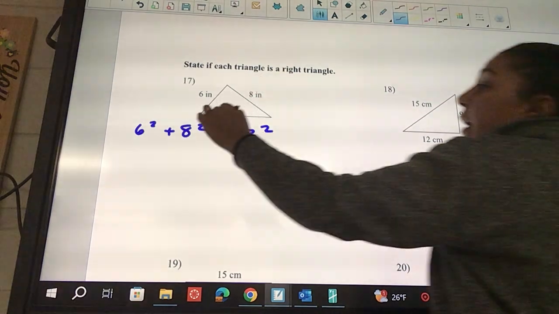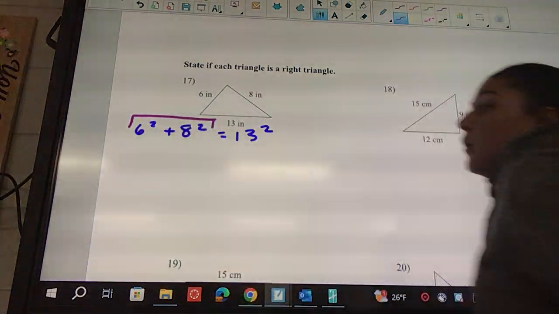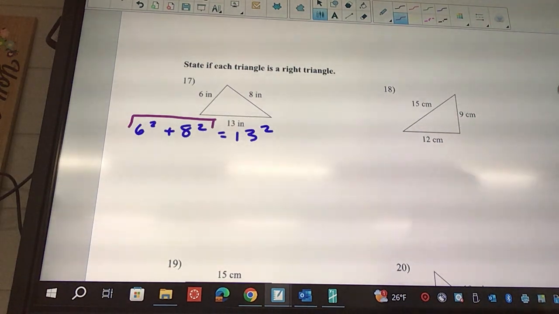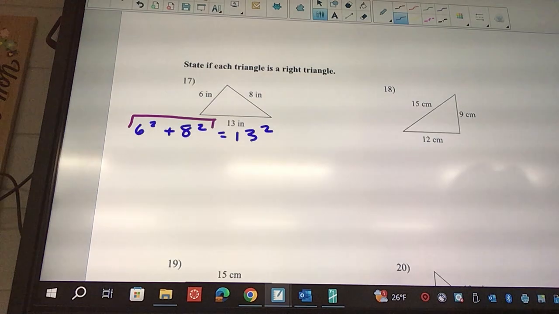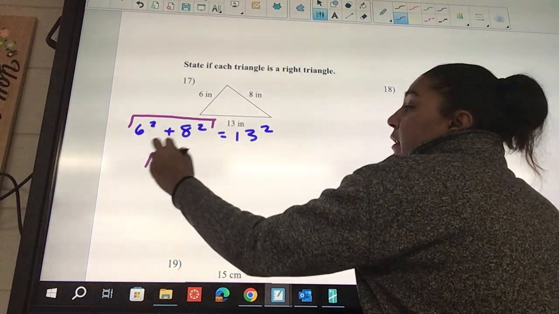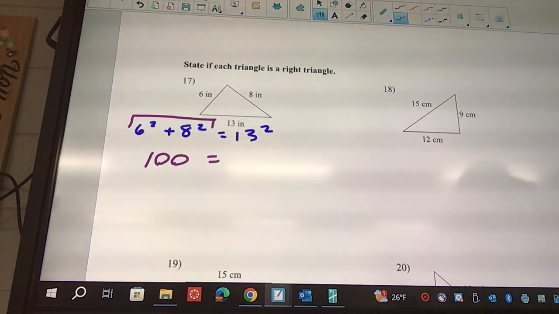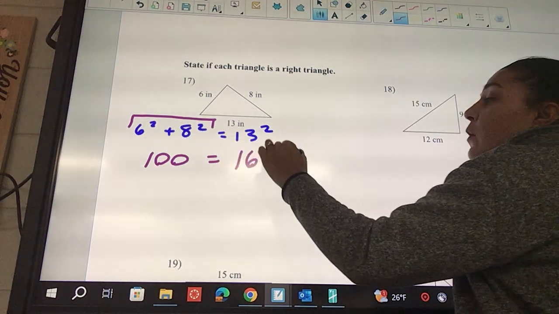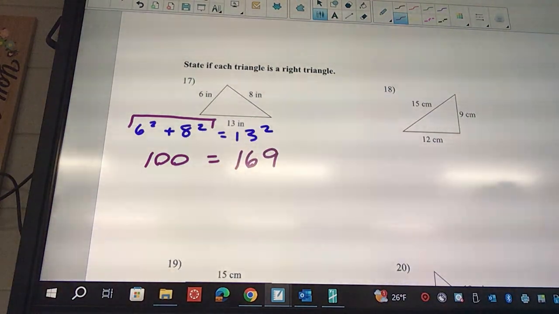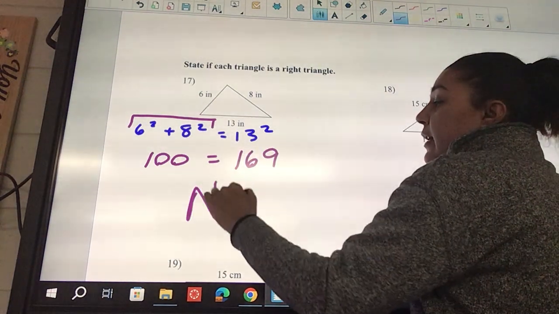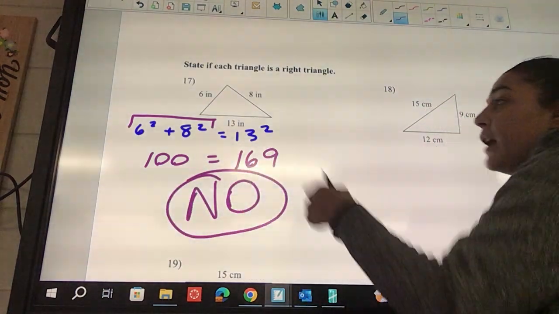Okay, this side you can type on the calculator. What is 6 squared plus 8 squared? 100. Okay, what is 13 squared? 169. So, does 100 equal 169? No. So, is this a right triangle? No. Okay, do not leave it like this. Your answer is actually no. Okay, that's the answer, not that other part.